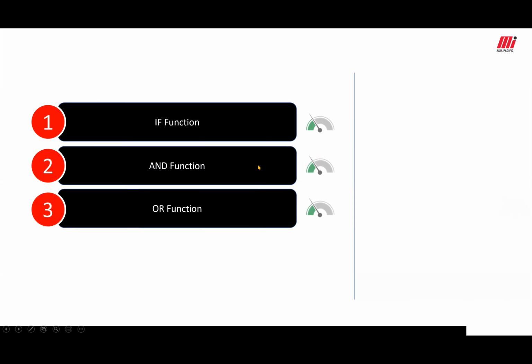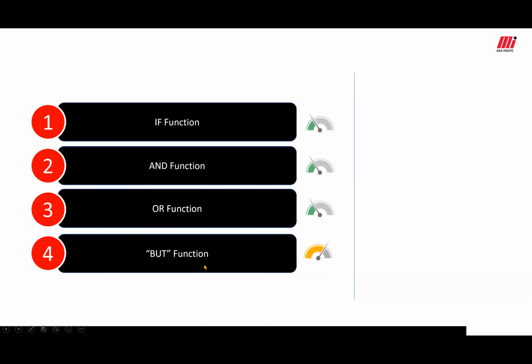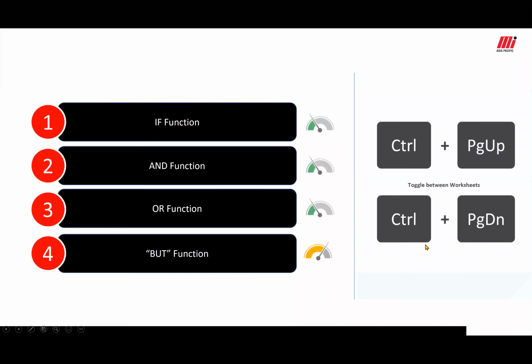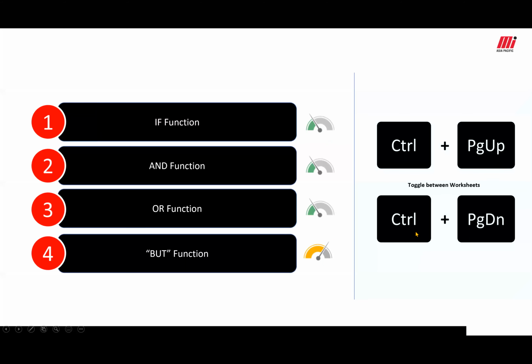We did the if function. We did the and function within the if function. We did the or function within the if function. So this is 2 or more which have to be true together. This is 2 or more which either or can be true. So we get the result. Then we went into the ifs function, which is in priority. If this is true, then give me this. Otherwise, we move on to the next round. And then the shortcut of the month was control page up and control page down for toggling between worksheets.